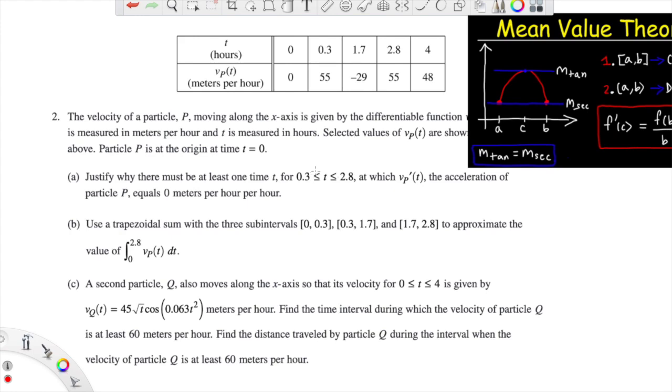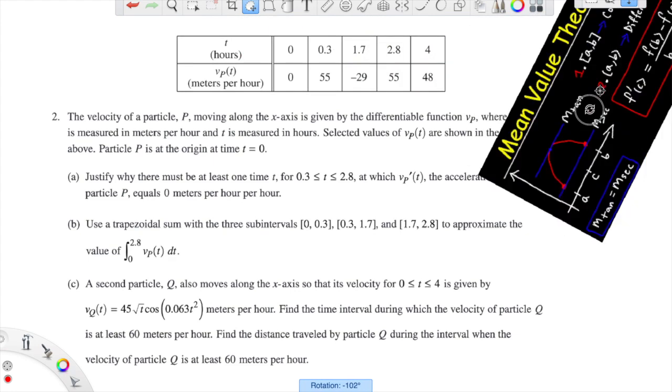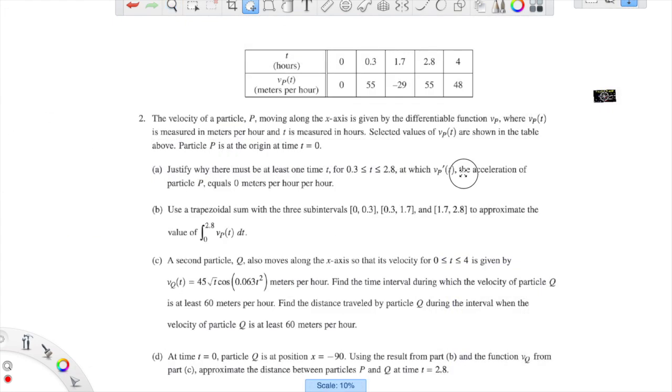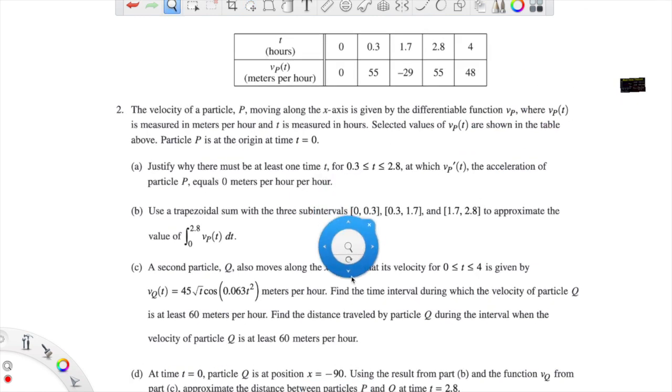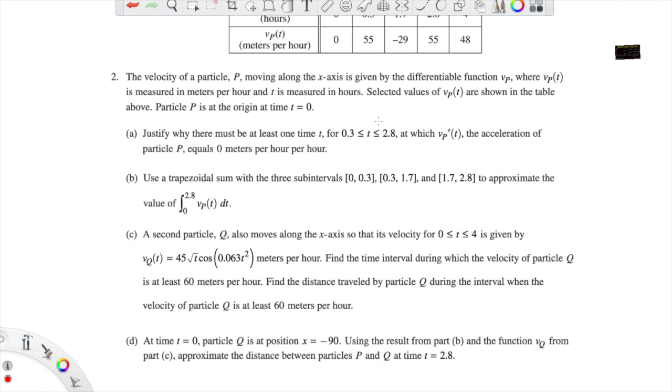So here, first of all, we have to explicitly state that the function is differentiable and continuous, and that is stated very clearly in the problem. We'll just shrink this out of the way real quick. So we can say that it's differentiable because they say it is differentiable, and therefore it must also be continuous. So the only thing left for us to do is to apply it.